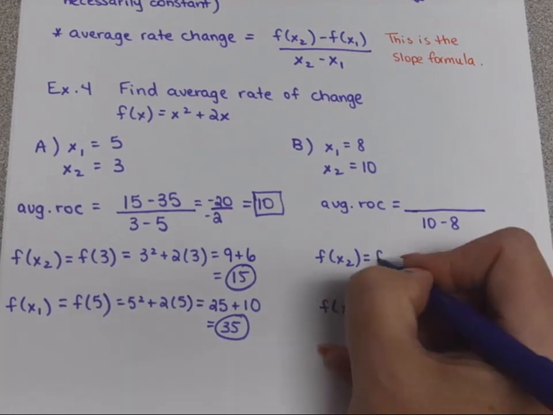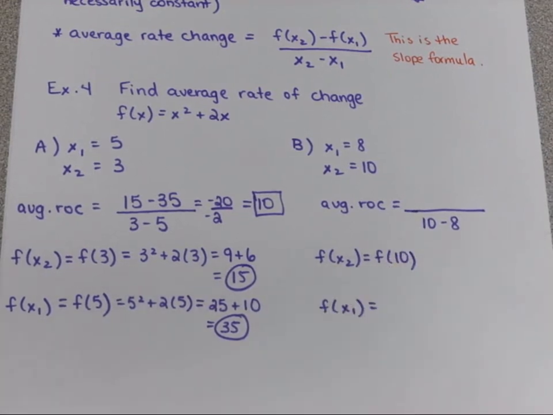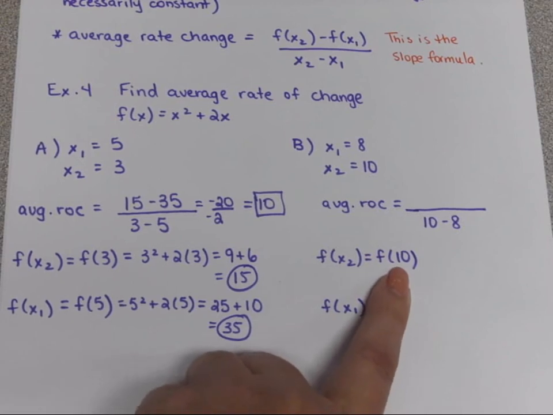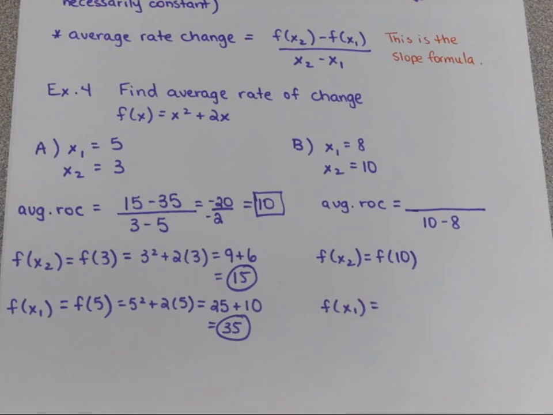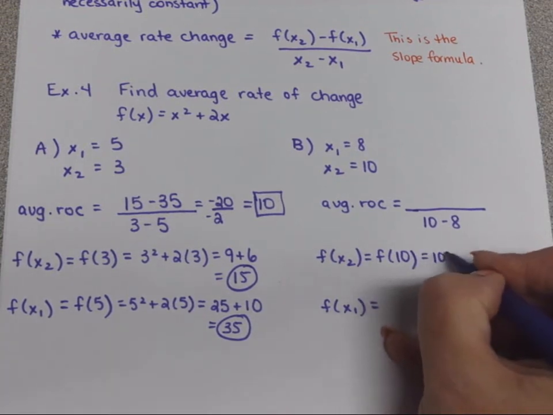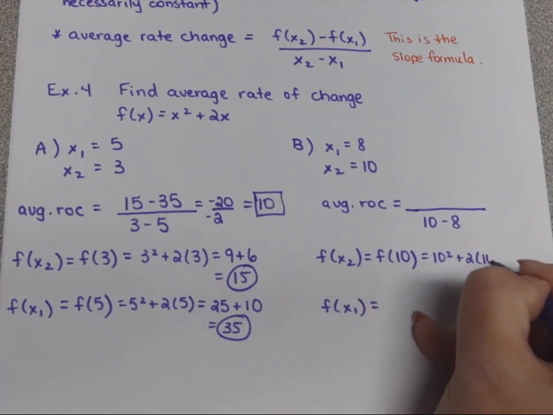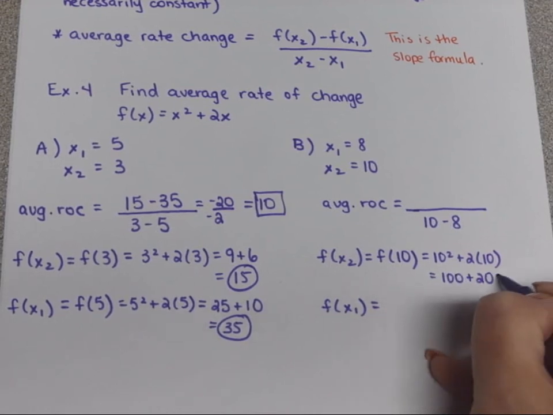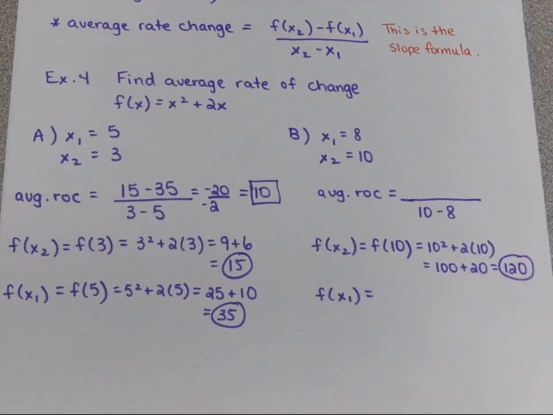So f of x2 just means f of 10, right? Because x2 is 10 for this part, for part B. Okay, so what does anything that looks like this mean? It means go plug in what? Go plug in 10, right? So we're going to have 10 squared plus 2 times 10. So we get 100 plus 20, which gives us 120. So I'm going to circle that. That's going to go in my fraction.